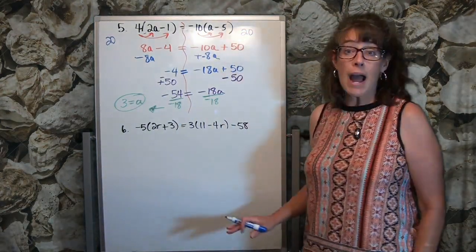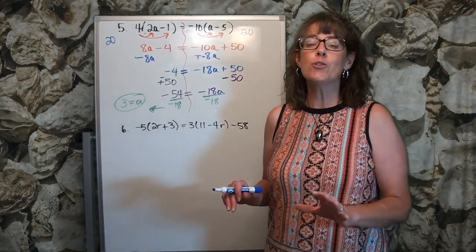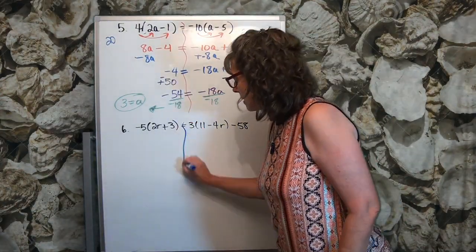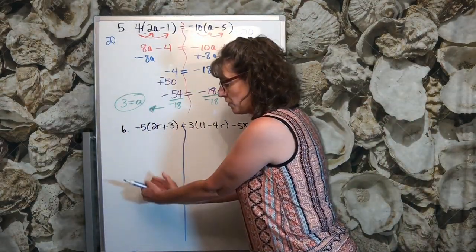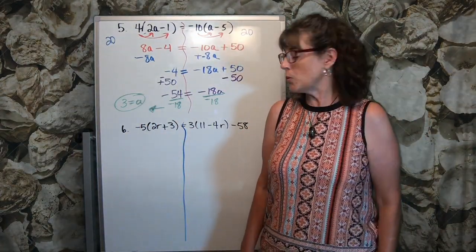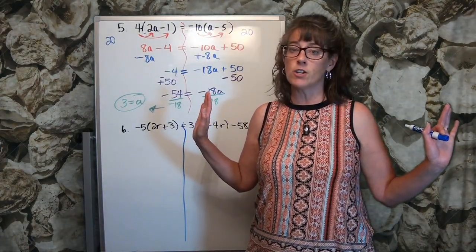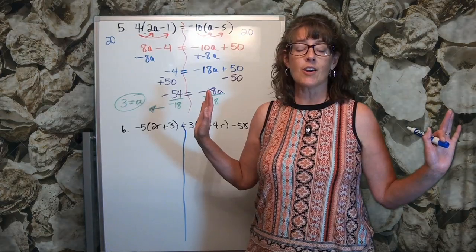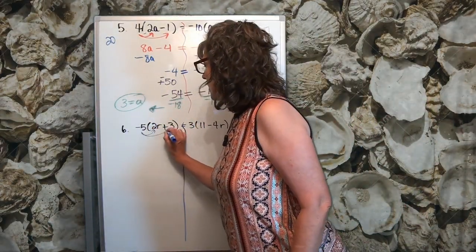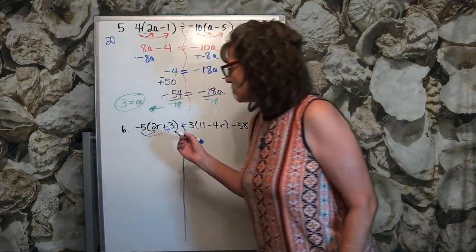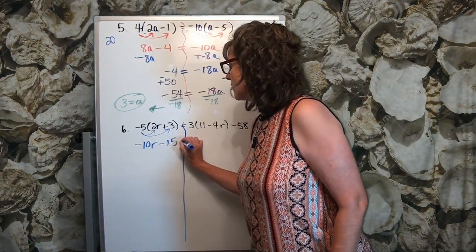Okay, wow, these things are getting enormous, aren't they? But I know you've got this. I know you do, because you're going to make your wall right here, and you're going to take this side, and you're going to simplify it and shave it down as much as possible. And you recognize, whoa, parentheses? Not a good thing. Got to get that out of there. And you know the way you get that out is you distribute. So a negative 5 times 2r is a negative 10r, and a negative 5 times 3 is a negative 15.